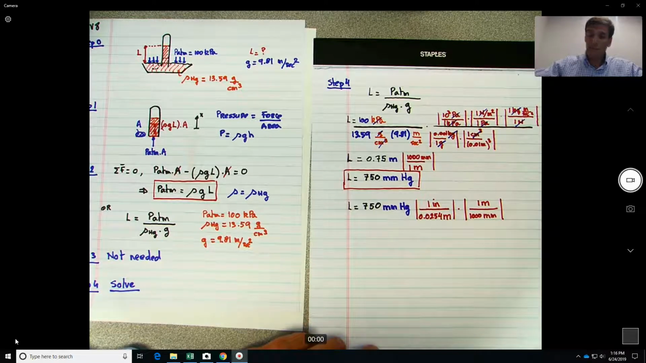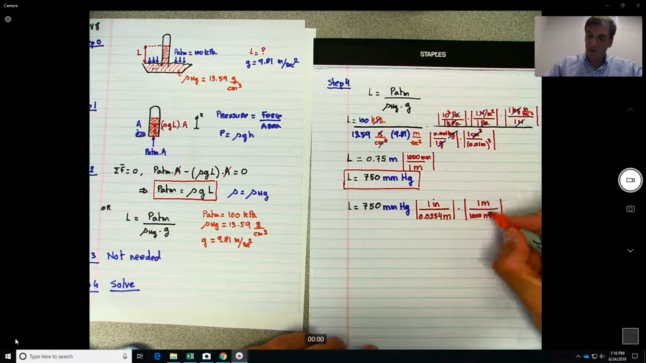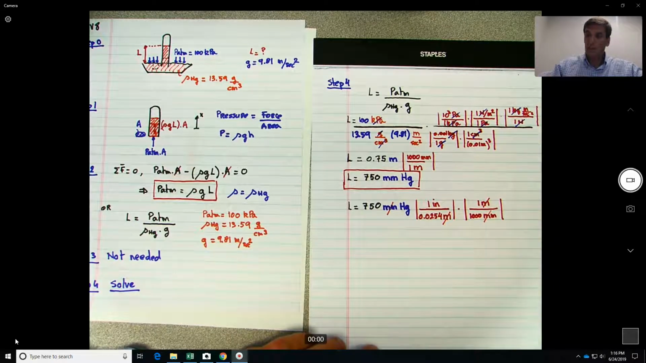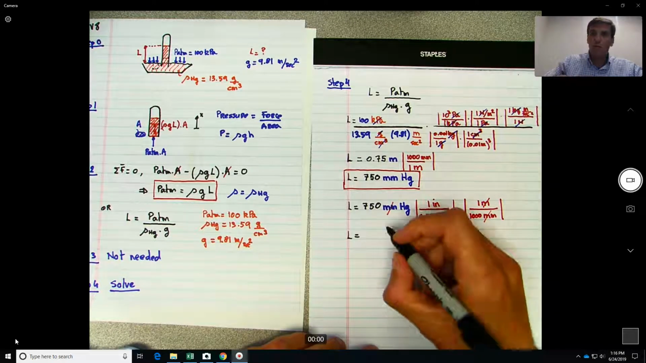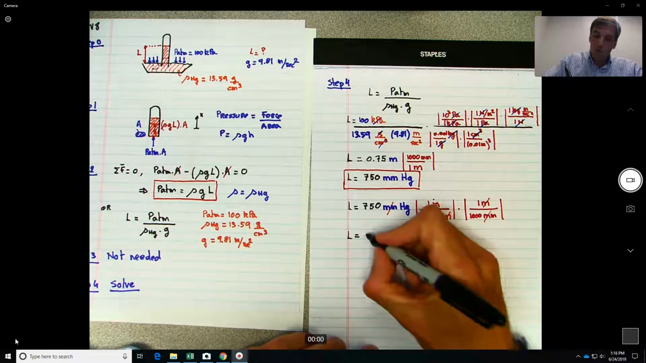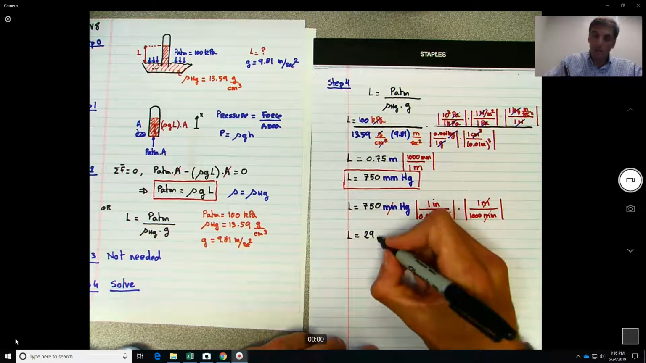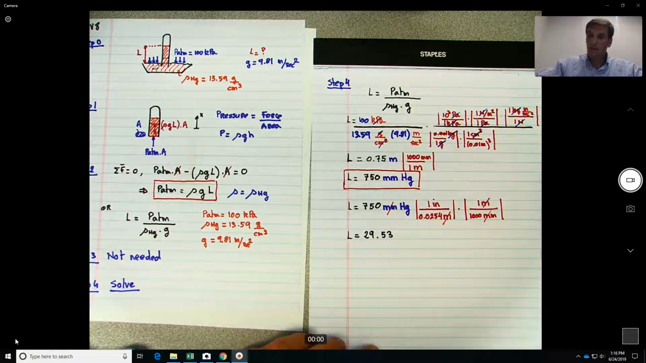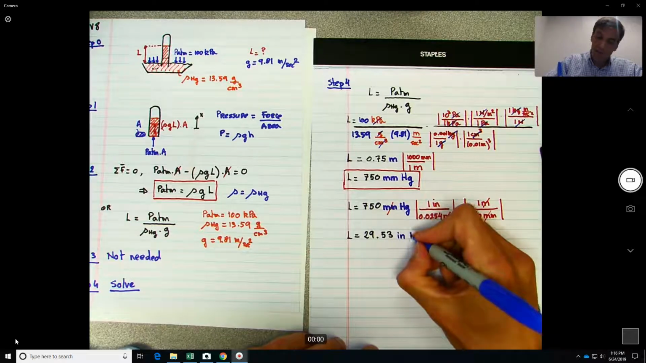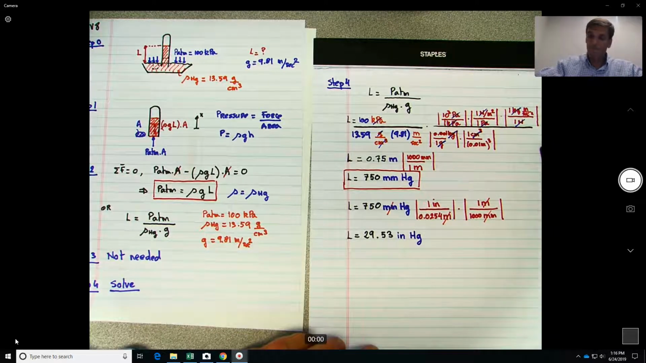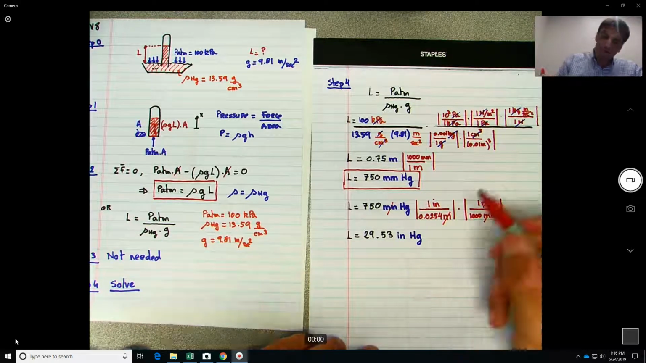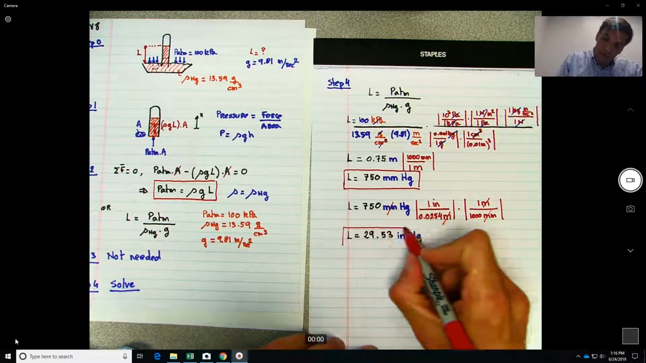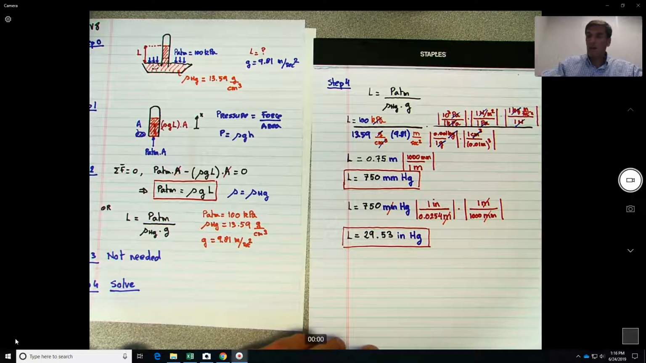So if we do this, this will cancel this millimeters, this meter will cancel this one. So at the end, we will have that this is equal to 29.53 inches of mercury. Okay, don't forget here to multiply this one by 1000. All right. And this will be the end of the problem.